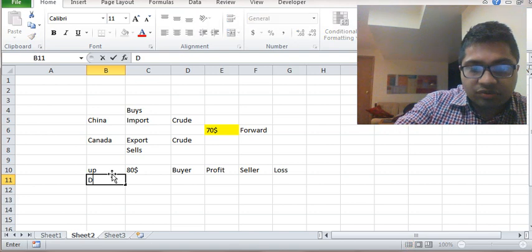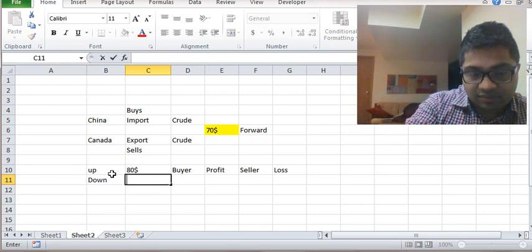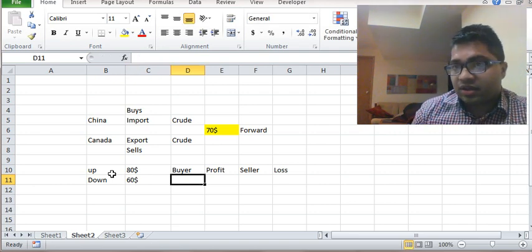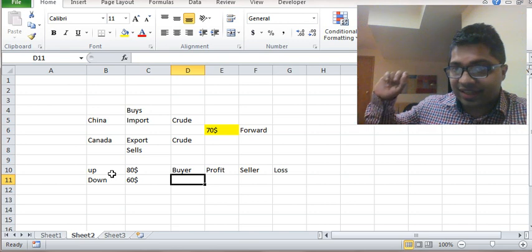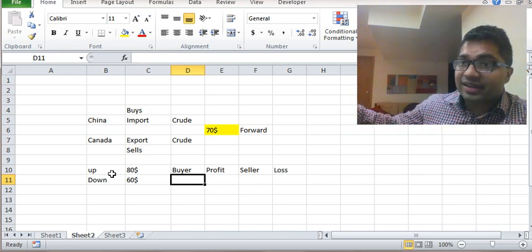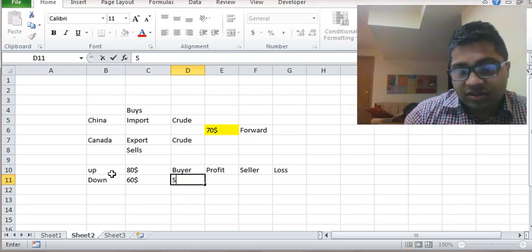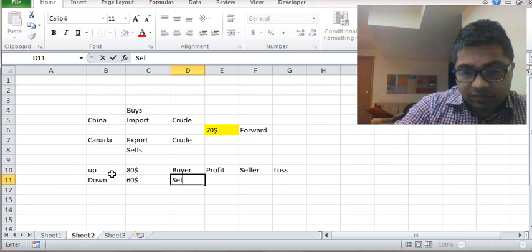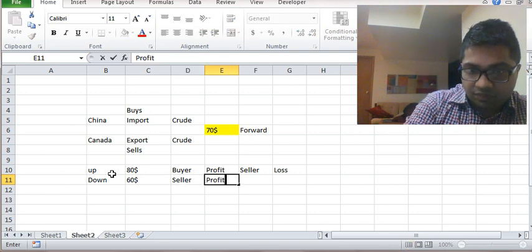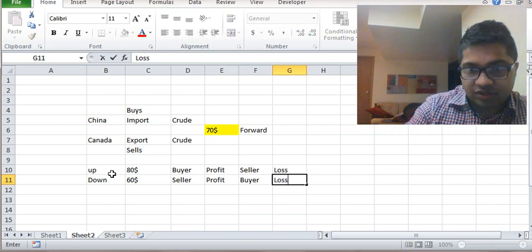If the price goes down, let's say to $60, Canada makes a profit now because every other country is selling crude at 60. Canada can sell its crude at 70 due to this contract with China. So the seller is in profit and the buyer is in loss.